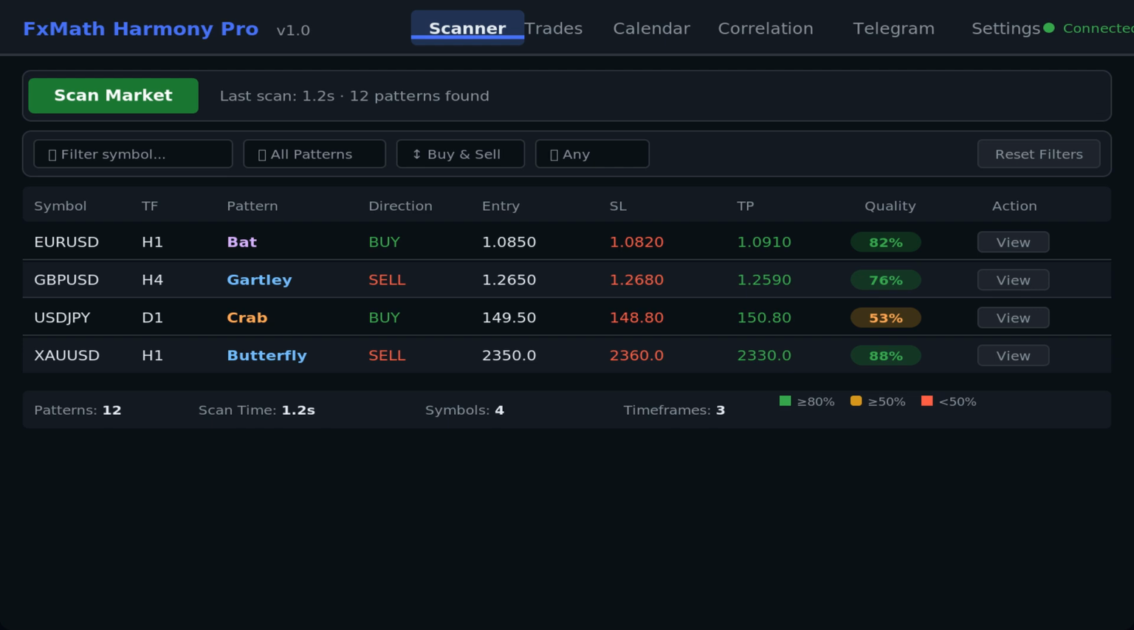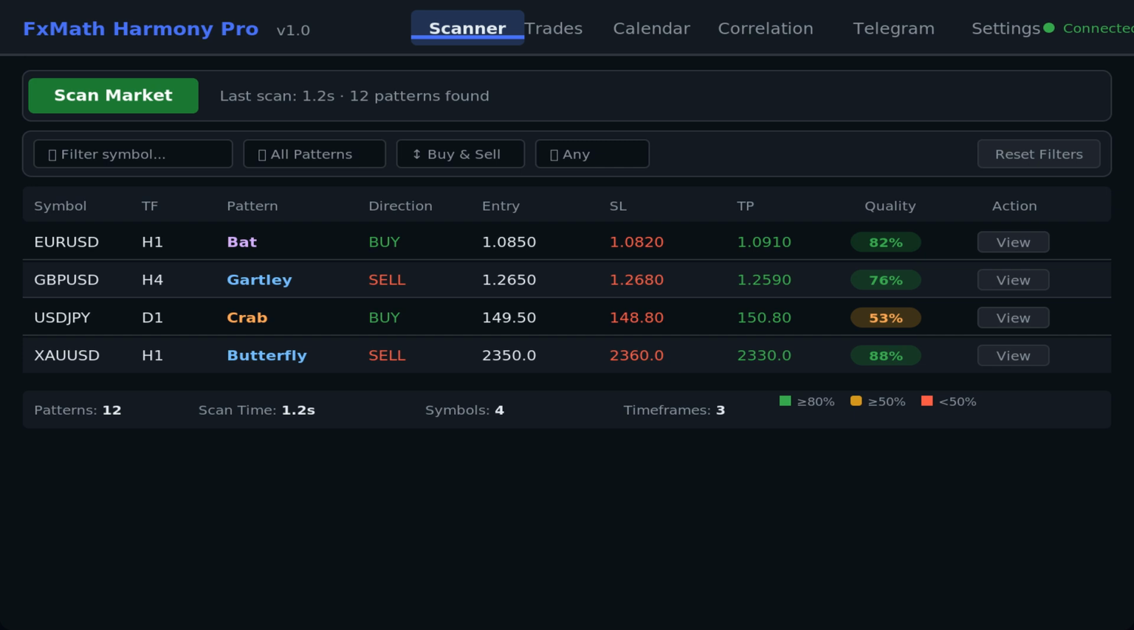The Scanner tab is where all the action happens. Once your MT5 is connected and settings are configured, this is where you scan for harmonic patterns and execute trades. Click Scan Market to start. The app scans every symbol and time frame you configured in parallel. A progress bar shows you which pairs are being checked and how many patterns have been found so far.